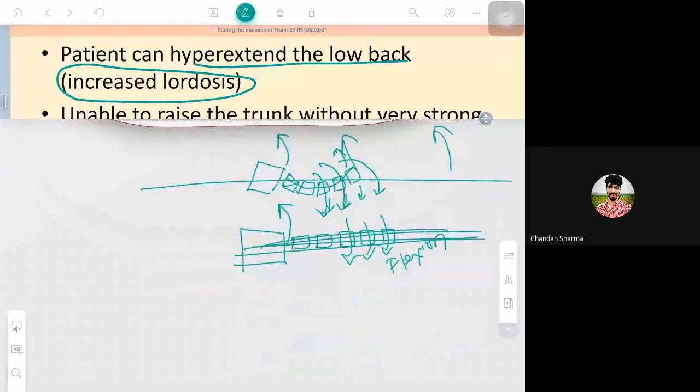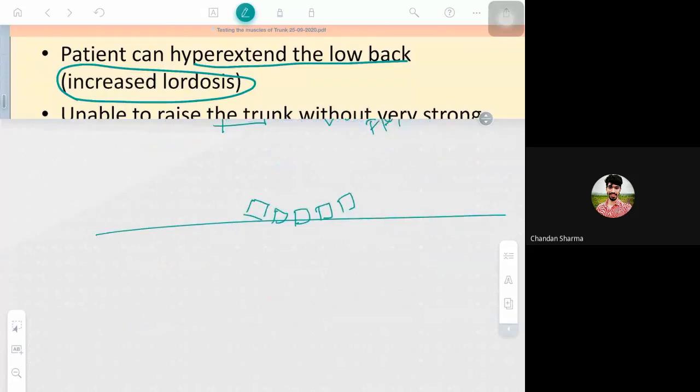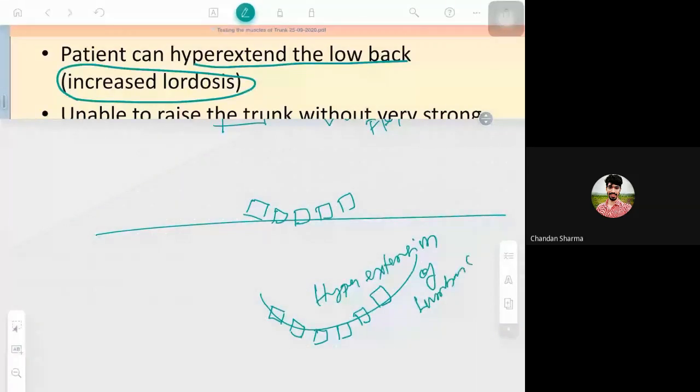But now, what will happen? This is normal lumbar lordosis when the patient is lying straight. When he is trying to lift the head, shoulder and chest, now what will happen? Now the lordosis will be exaggerated. This is called hyperextension of lumbar spine. So this will happen when the spinal extensors are strong.